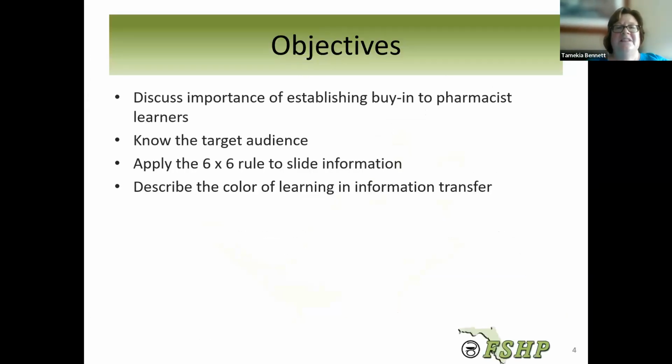Our objectives tonight are to discuss the importance of establishing buy-in to pharmacist learners when pharmacists or students present to other pharmacists. It's very important that we know and understand the target audience. We're going to spend quite a bit of time on that. And then to actually look at guidelines on slide development. The Harvard School of Public Health put out a very nice presentation on slide guidelines. And then we'll round it out by finishing up with the color of learning in information transfer.